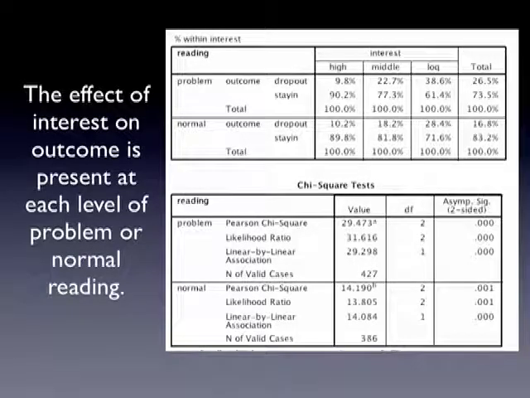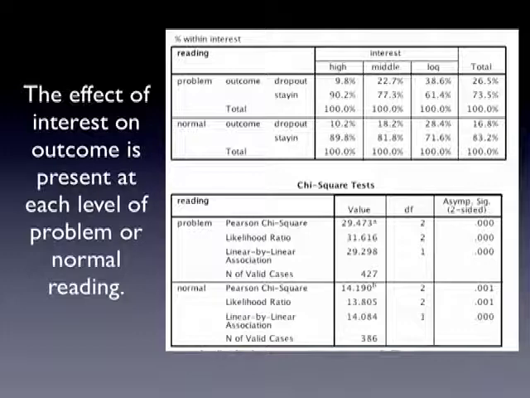But now we look to see whether the effect of interest on outcome is present at each level of reading, of problem or normal reading. This is a three-way table. We've controlled the interest tabulation, which is high, middle, low, compared to outcome, dropout and stay in. And the topmost table there is for problem readers, and the next one down is for normal readers. And what you can see descriptively is that the interest influence is present for both problem readers and normal readers, maybe at somewhat different levels.